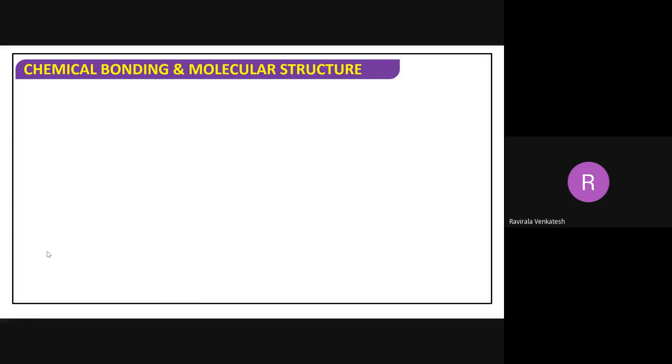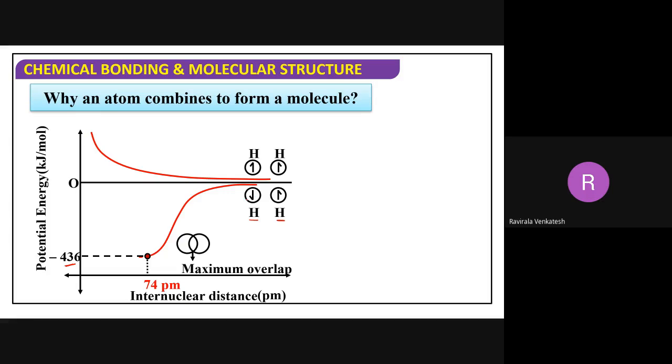Now, in this case, what happened? You observe here what happened. When they are independent, what happened? Their energy is very high, isn't it? Their potential energy is very high. And the internuclear distance, from the nucleus to the electron, the distance is also away.